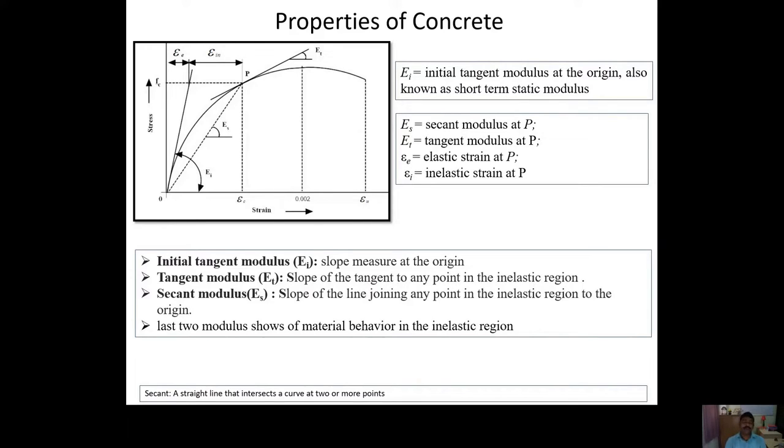You can see from the graph that the initial tangent modulus comes from the beginning, the straight line, or you can say from the linear zone. But the tangent modulus and secant modulus we get from the nonlinear zone. So from there you can get the idea that if you want to go for linear analysis, the initial tangent modulus is sufficient. In this concrete design, we will use only the initial tangent modulus. If anybody wants to go for nonlinear analysis, then he should use the tangent modulus or the secant modulus.